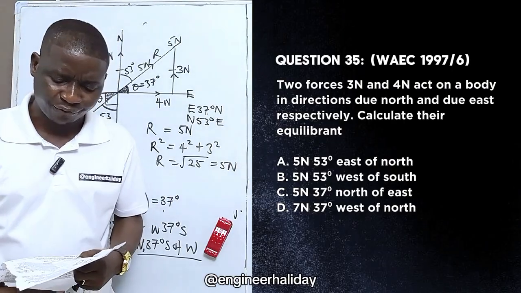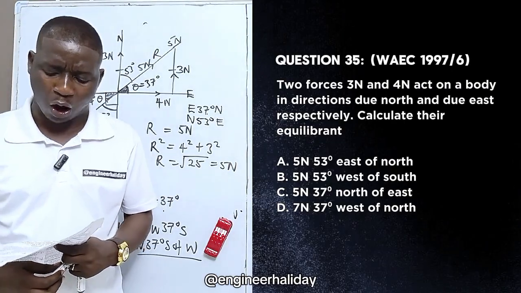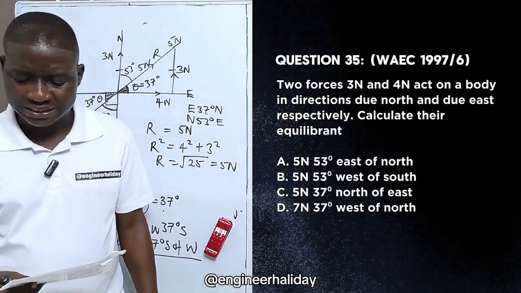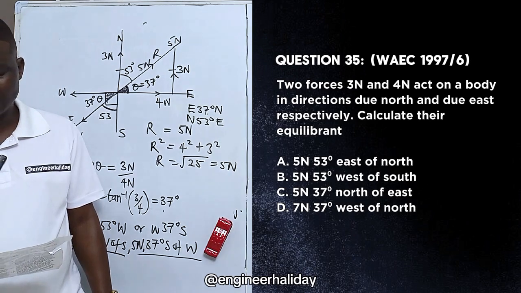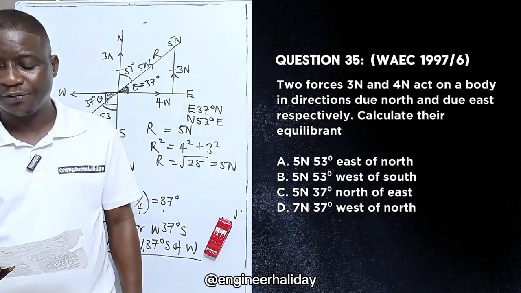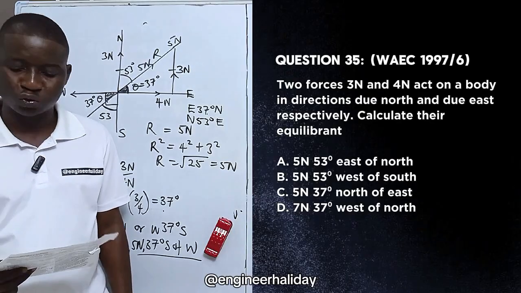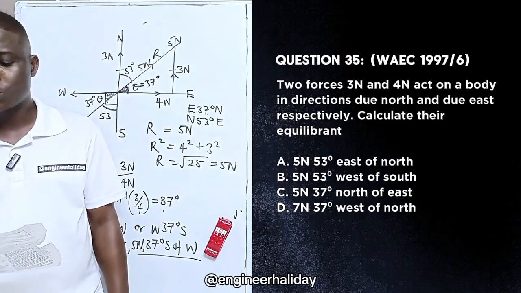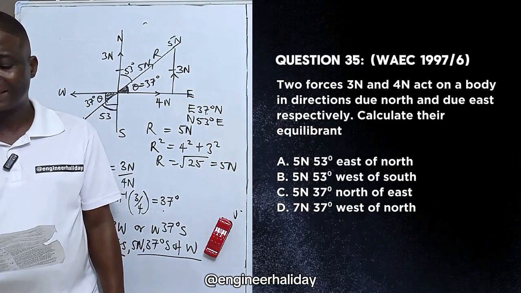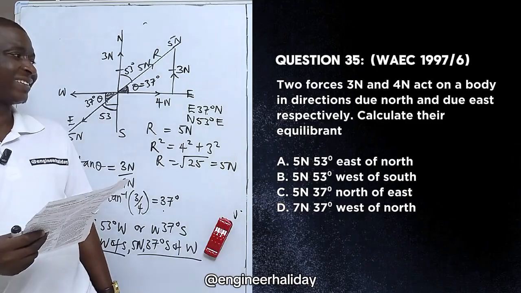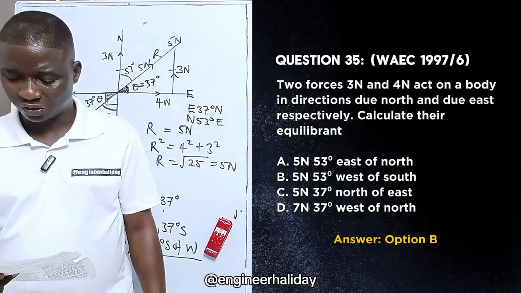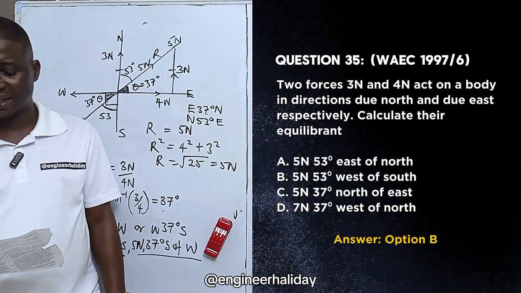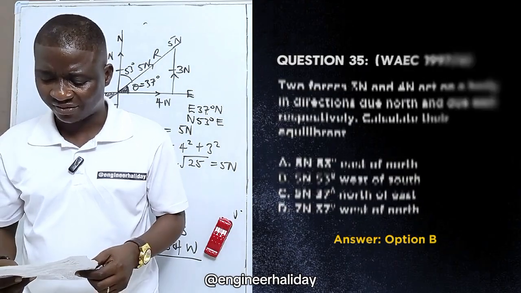So option A says 5 Newton, 53 degrees east of north. No, wrong answer. B, 5 Newton, 53 degrees west of south. Correct. C, 5 Newton, 37 degrees north of east. I think that is talking about the resultant, so not that. D, 7 Newton, 37 degrees west of north. The answer is B.